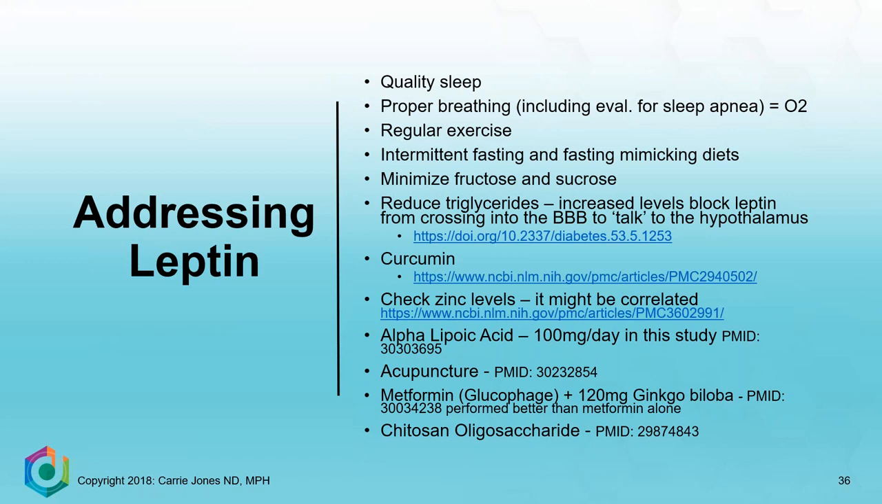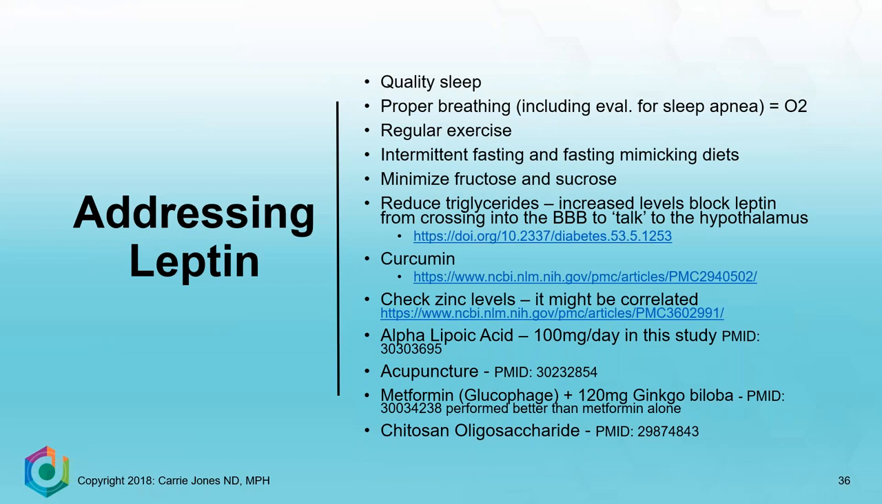Triglycerides, of course. In this study, they were saying how high triglyceride levels block leptin from crossing the blood-brain barrier to talk to the hypothalamus. So work on reducing their triglycerides. And then a couple of supplementation supports per the literature. Curcumin, obviously. Don't you feel like curcumin just fixes everything, allegedly? Of course, it's also very anti-inflammatory, which is very helpful. Zinc deficiency might be correlated with leptin resistance. Alpha lipoic acid, this study did one on 100 milligrams a day.